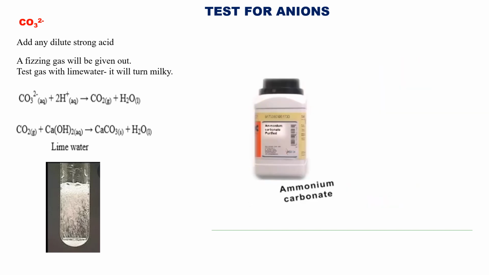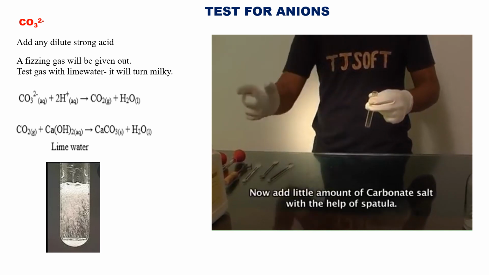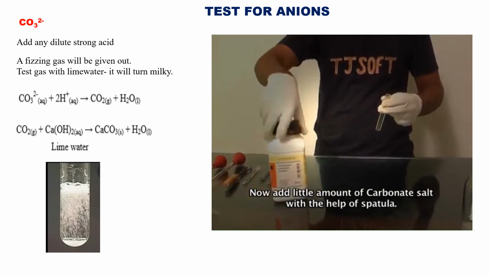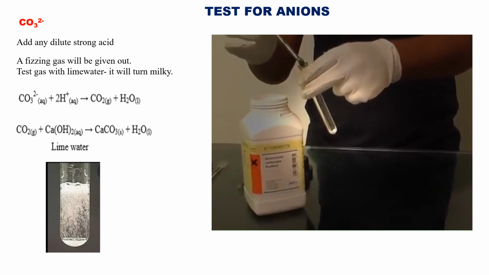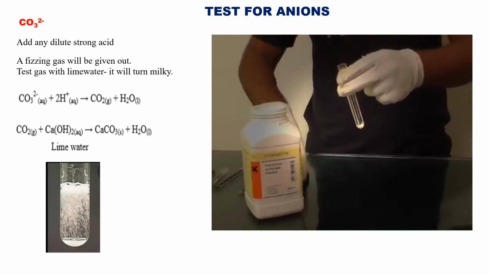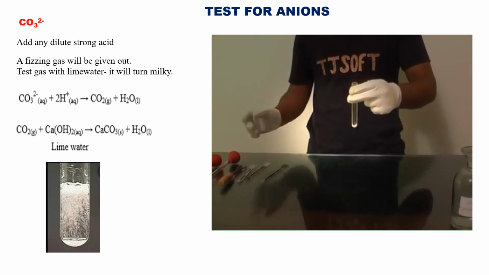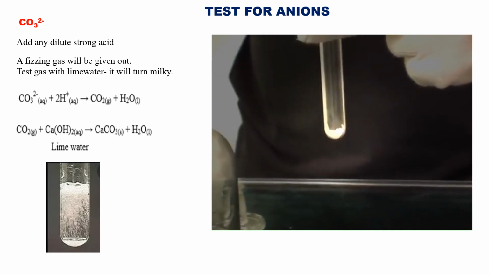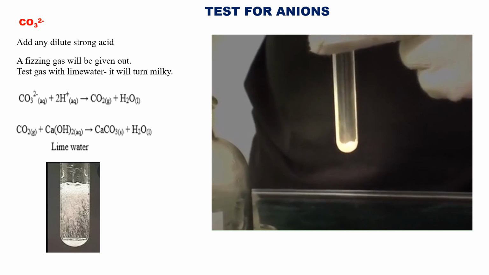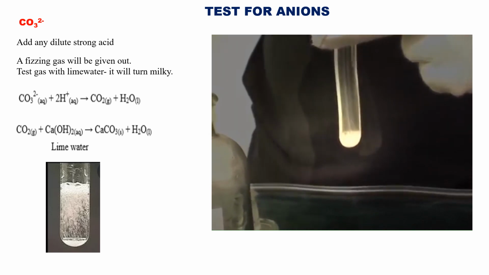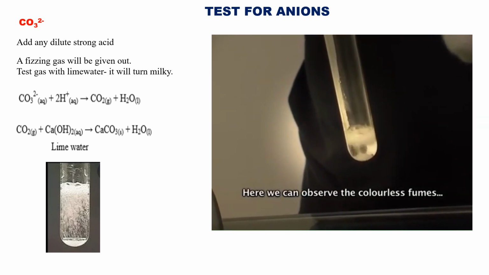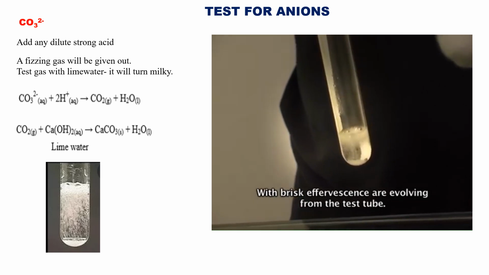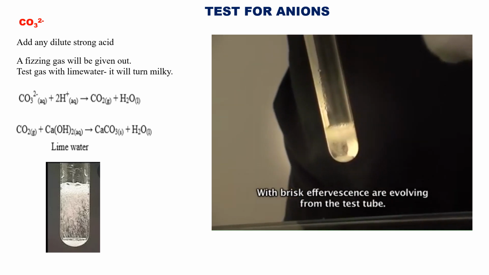Take a clean test tube. Now add a little amount of carbonate salt with the help of a spatula. And add a few drops of dilute HCl with a dropper. Here we can observe colorless fumes with brisk effervescence evolving from the test tube.